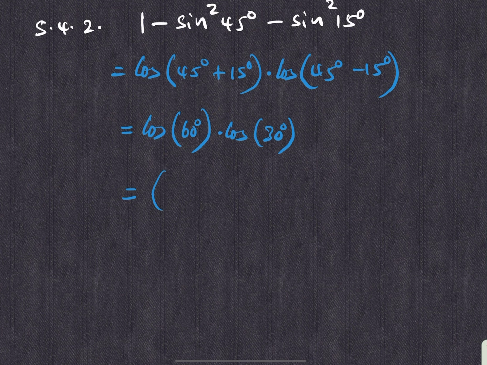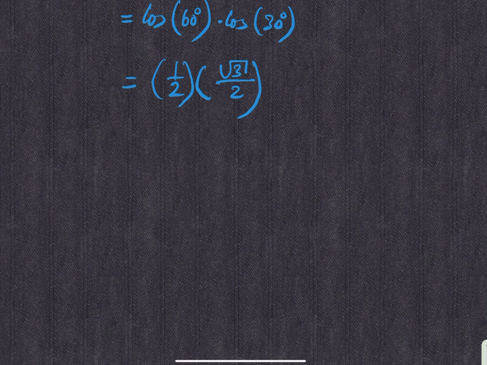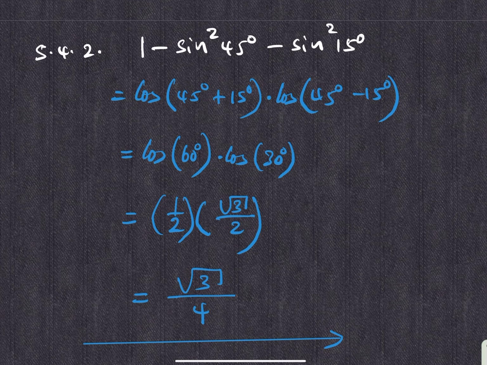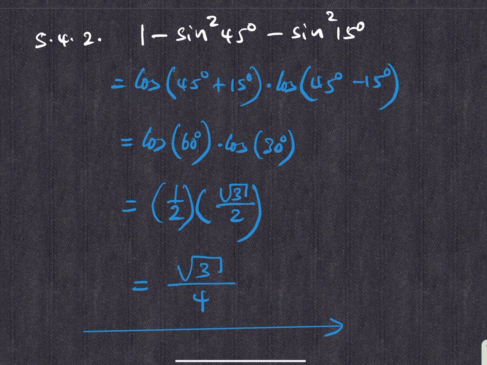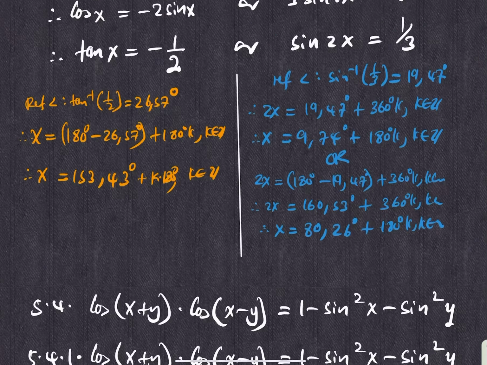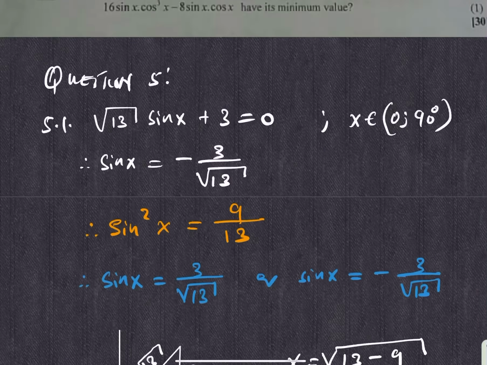Just get a half there. Into cos 30, I think cos 30 should be root 3 over 2, right? I know it should be that. And wow, this is a beautiful stuff. You get root 3 divided by 4. This should then suffice to 5.4. All right, this is how I'll go about trigonometry. Let's check the next question.